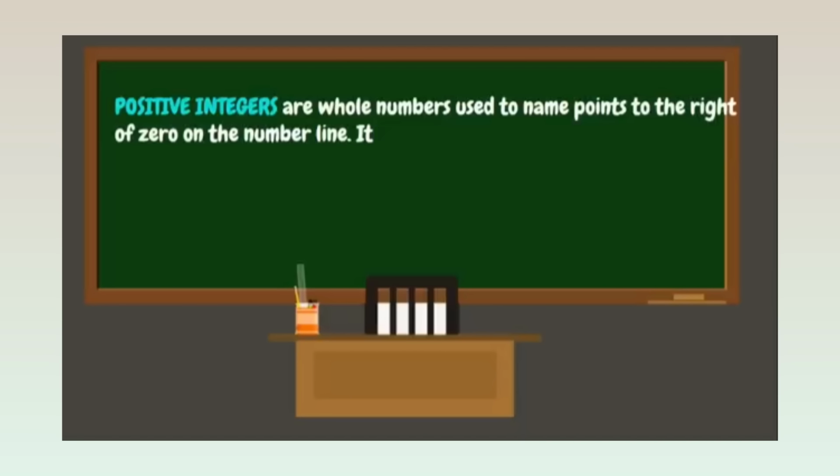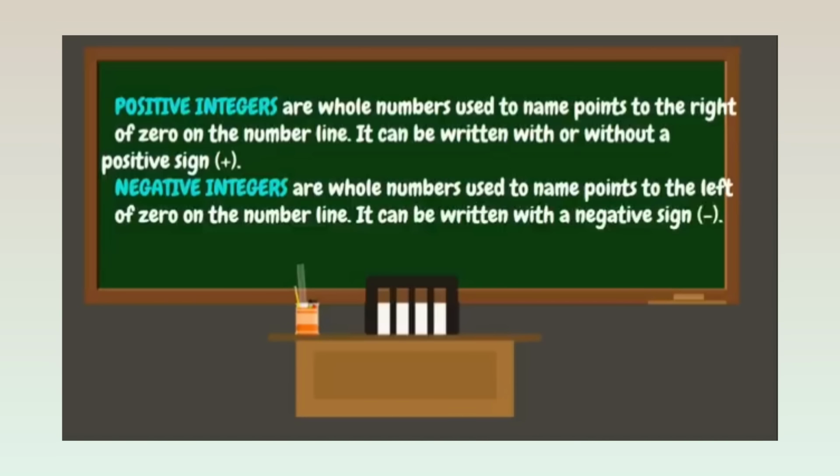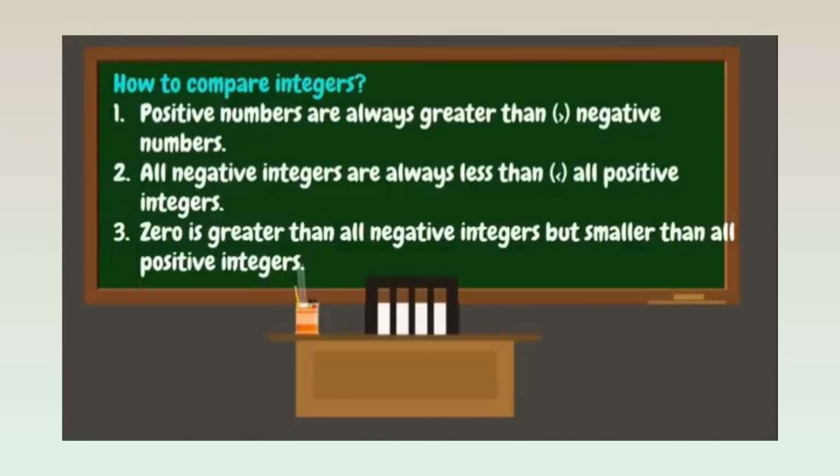Let's summarize what we learned today. Positive numbers are whole numbers used to name points to the right of 0. Negative numbers are whole numbers used to name points to the left of 0. 0 is neither positive nor negative.